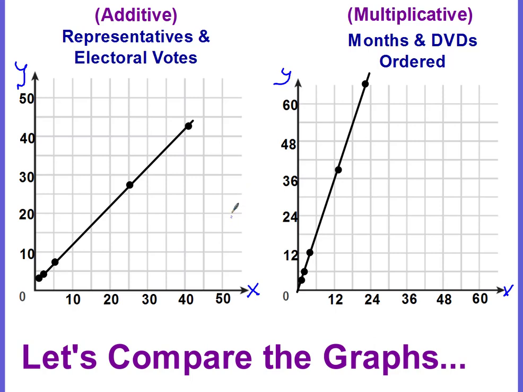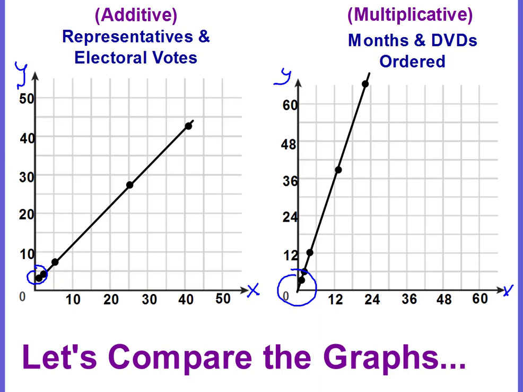So how are they different? Well, if you look, the line on the right is a little bit steeper. If you think of this as like a hillside or mountainside, you can see that this one on the right is a lot steeper than the graph on the left. Their numbering on the y and the x axis are different. But the main difference that I want you to notice is that the multiplicative relationship goes through the origin, whereas the additive does not go through the origin.